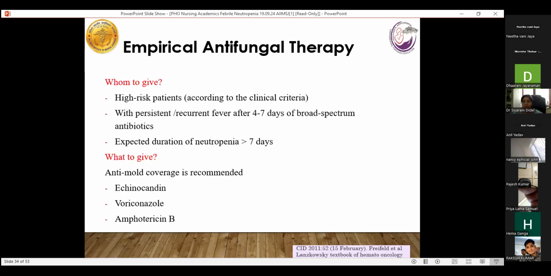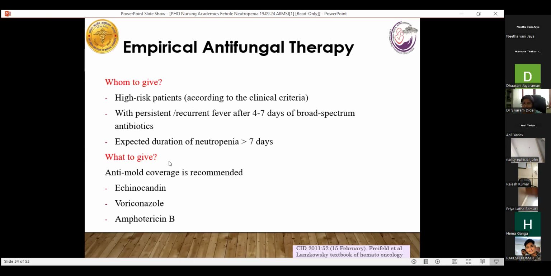The next question is to add antifungal therapy. When should we add and what to give? So whom should we give this antifungal? First are high-risk patients who fit the clinical criteria for high-risk. Then if the child has persistent or recurrent fever even after 4 to 7 days of broad-spectrum antibiotics, and the expected duration of neutropenia is more than 7 days, then we should start antifungal therapy.